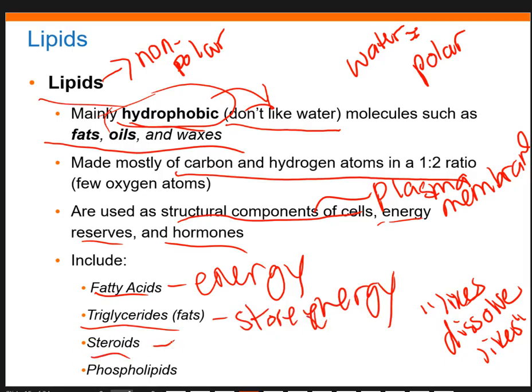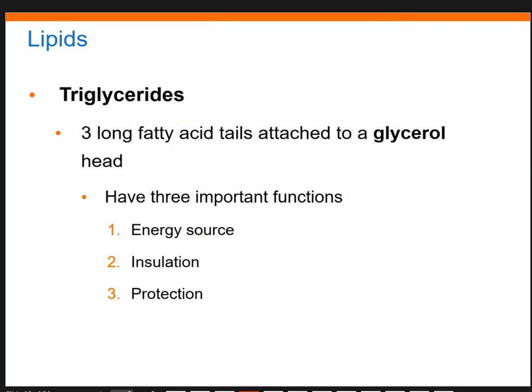Steroids, we use steroids to direct different processes and control the body. And then phospholipids, these are the ones that are making up the cell membrane. So we'll start by mentioning triglycerides.